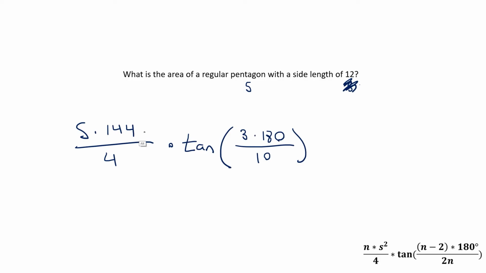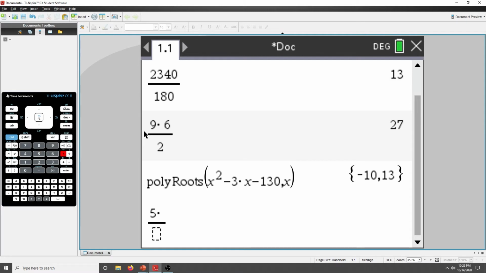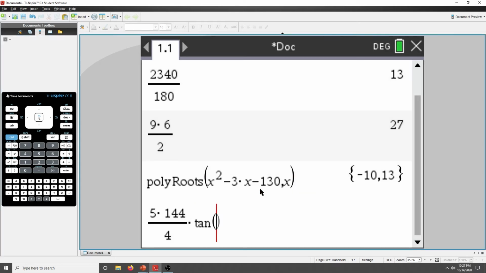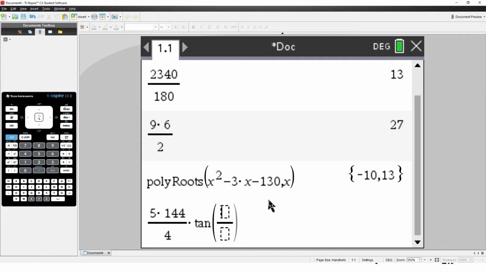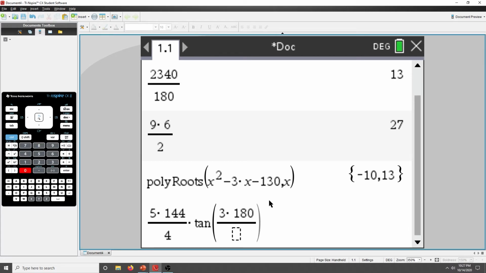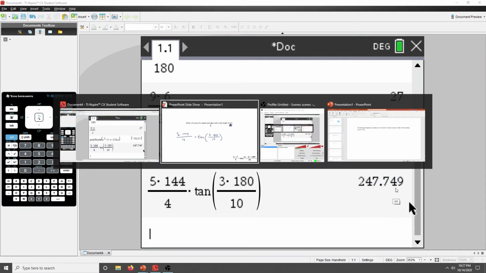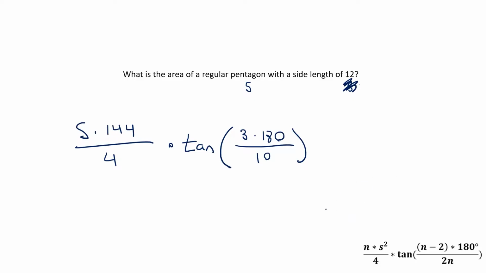So we will plug this in. 5 times 144 over 4 times. And to get tangent, you can either type it out, or you can hit trig, which is right below control, and then scroll over and choose tangent. And this is why we have to be in degrees. And we have 3 times 180 over 10. Enter. All right. So our area is 247.75 units.